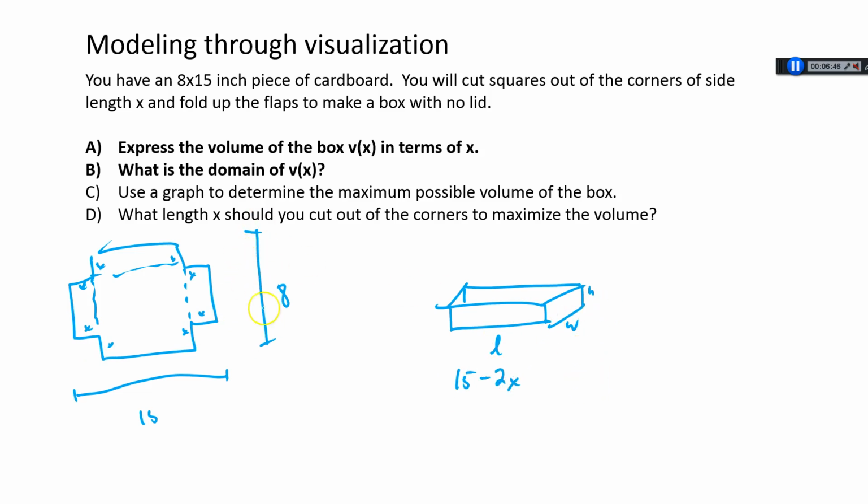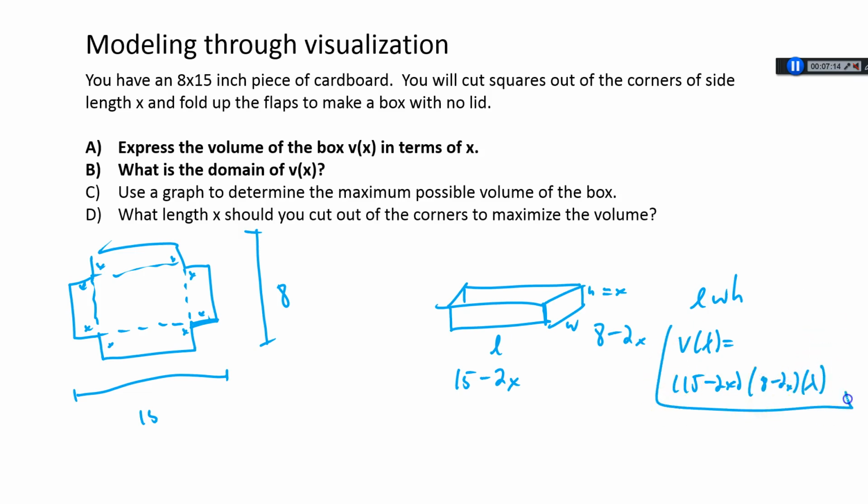The width is 8. How much should we take away? 1x here, 1x here. That's 8 minus 2x. And our height, when you fold up these flaps, think about it. That x right there is going to correspond to that height right there. So that's just x. So if I do length times width times height, V of x is going to be 15 minus 2x times 8 minus 2x times x. That is our volume. Okay.